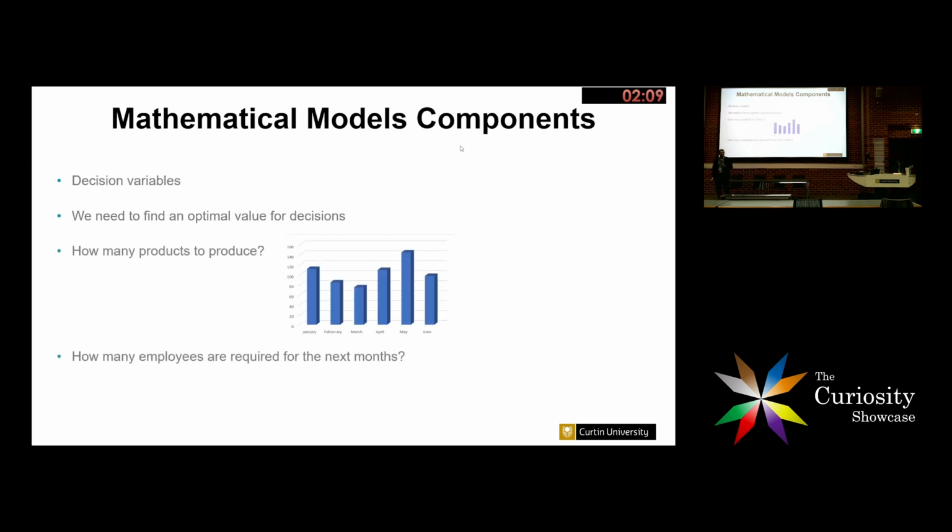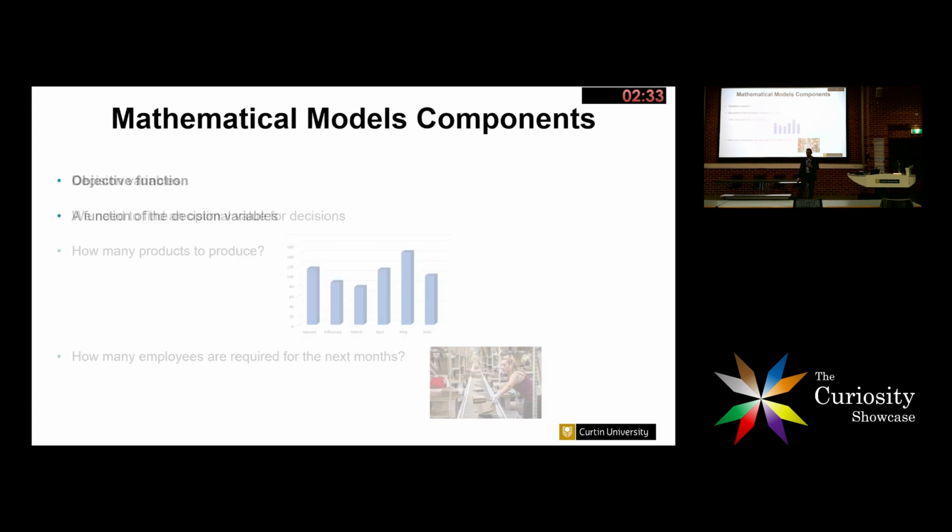For example, for a manufacturer, it is important to know how many products should be produced every month in, for example, the next 6 months or next 12 months. Or they need to know how many workers or operators are required in order to complete all of their activities. So based on that, these kinds of decisions can be presented by decision variables in mathematical models.